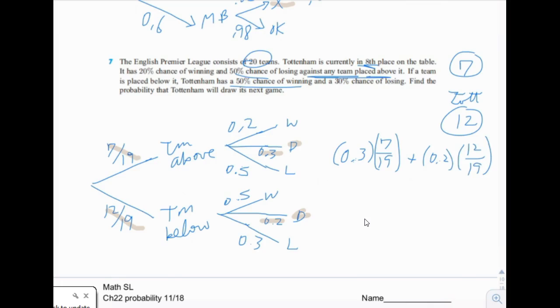Okay, so I'm not sure, probably they want this in decimal, but it's kind of hard to say. So that would be 0.111 plus 12 divided by 19 times 0.2, which is 0.126. 0.126 plus 0.111 is 0.237. Alright, so the probability that they would draw is 0.237. And that is the end of page 10.